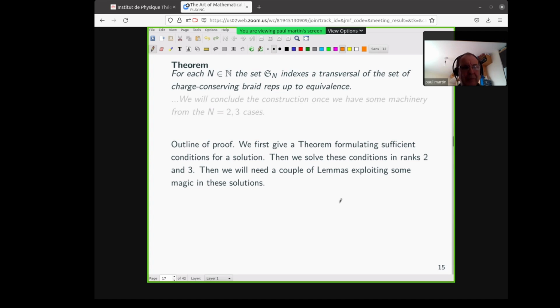The outline proof is going to be, first we give another theorem formulating necessary and sufficient conditions for a solution. This is the analytic heart of the proof of the main theorem. Then we solve those conditions in ranks 2 and 3. And then we'll need a couple of quick lemmas exploiting some magic in those solutions to solve the general n classification and construction problem.